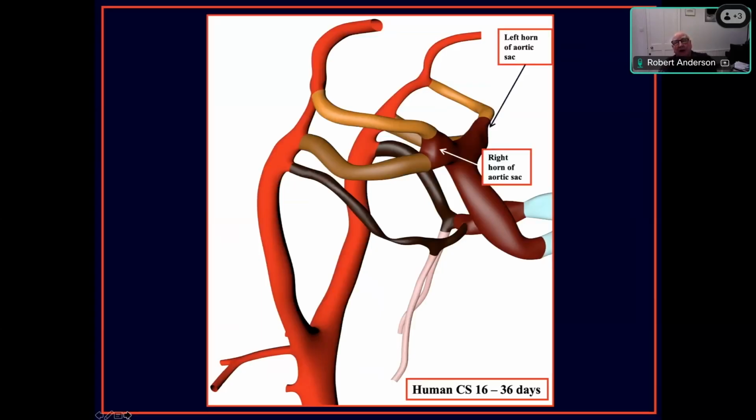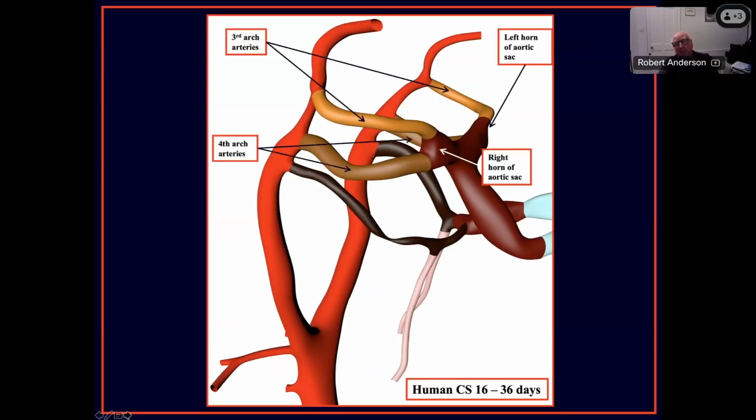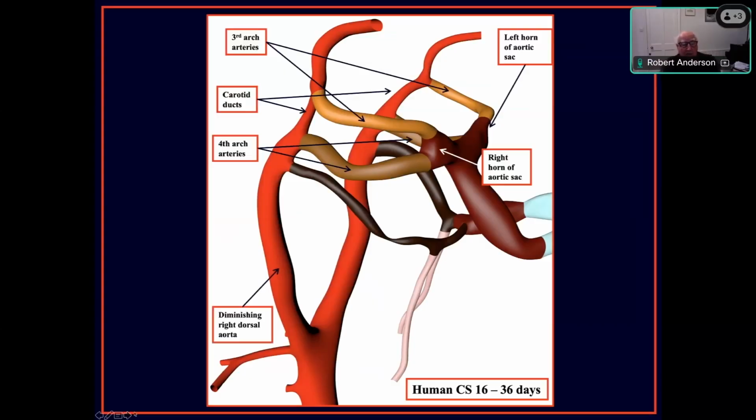And on each side, cranially, the horns of the sac give rise to the 3rd arch arteries. Caudally, from the horns of the aortic sac, we have the 4th arch arteries. And at this stage, on both sides, we still have a dorsal connection through the carotid ducts. You'll see that already at this stage, however, the right-sided dorsal aorta is smaller than the left-sided aorta. And the feature of remodeling is this diminution in size of the right-sided components.